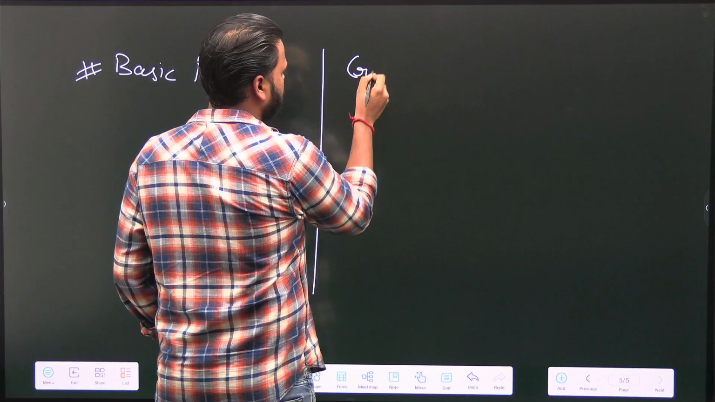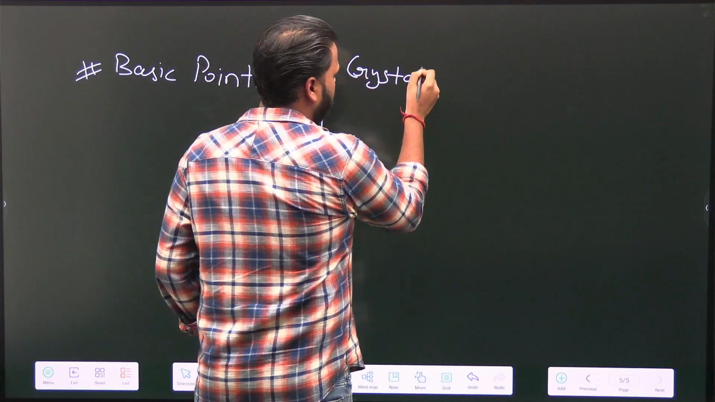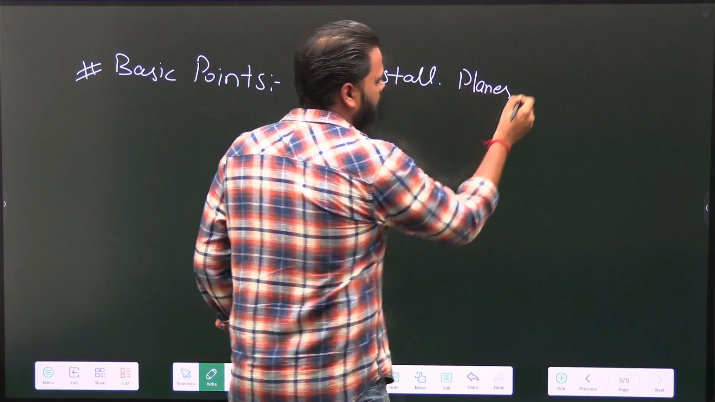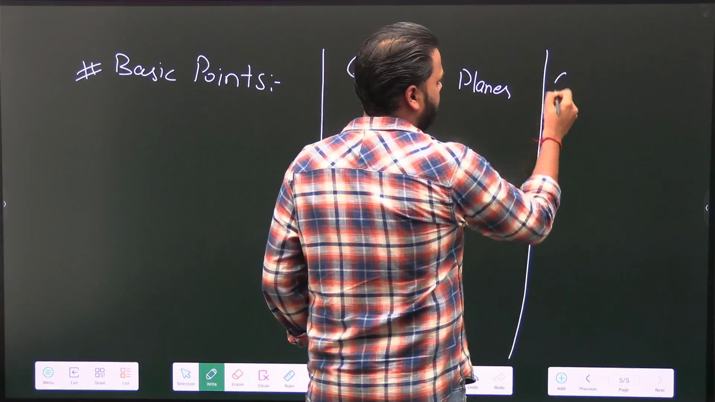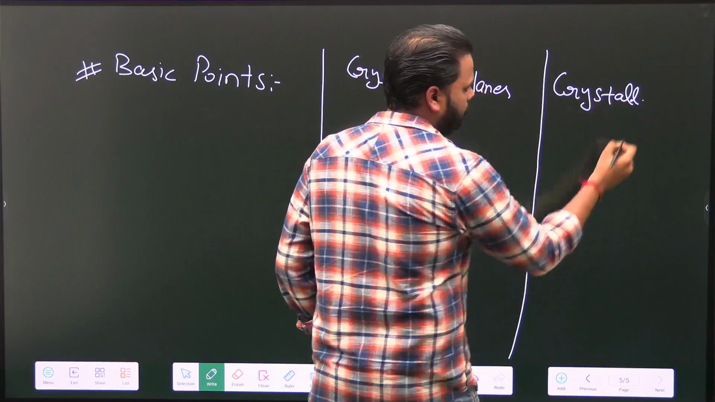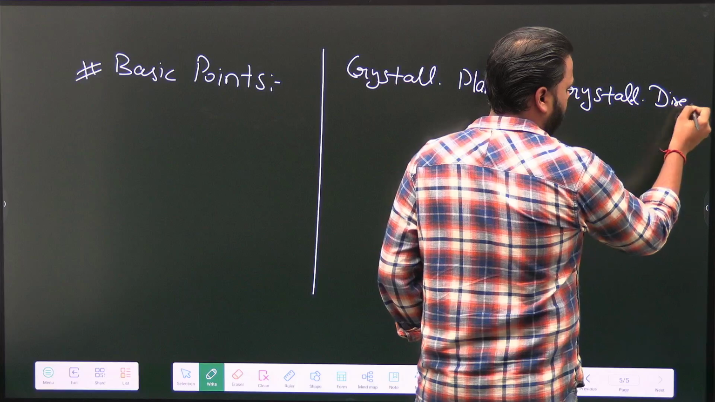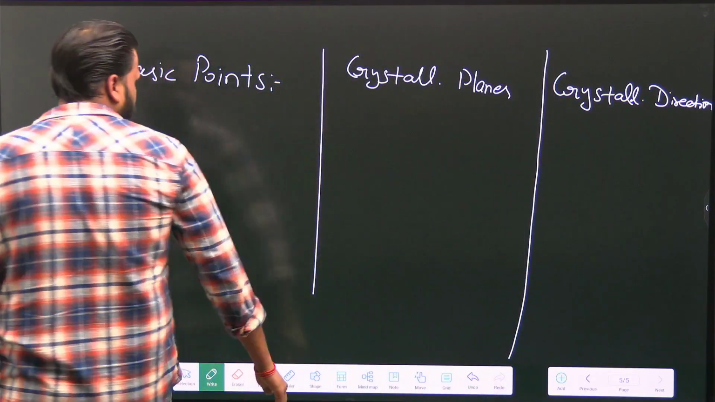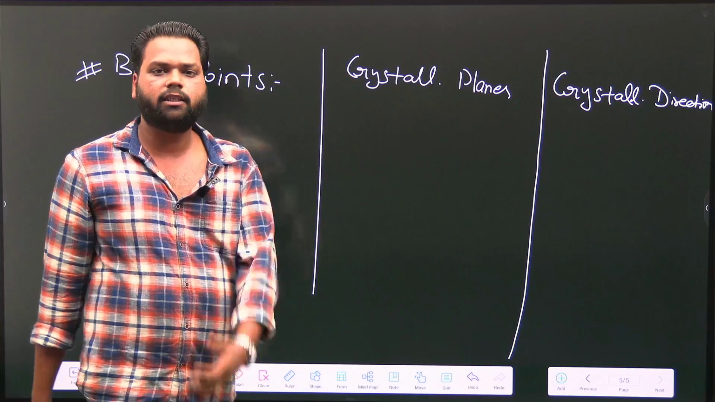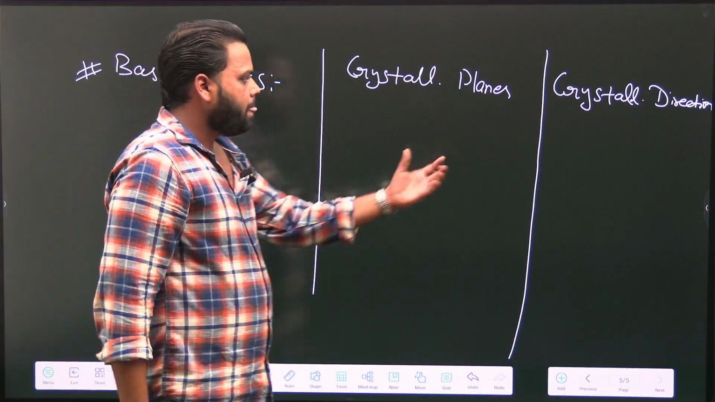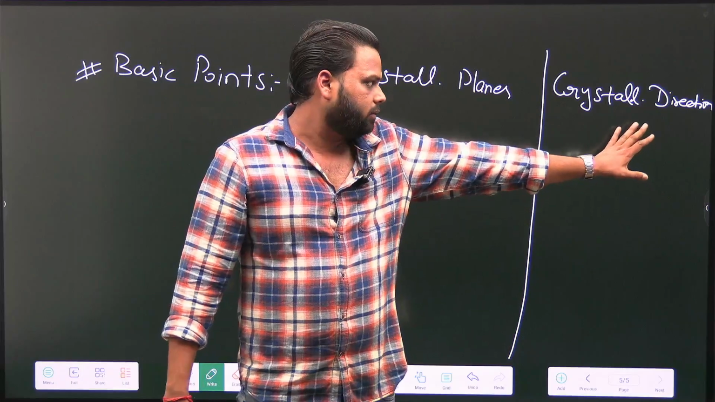First thing is crystallographic planes, and the other thing is crystallographic direction. Okay, more or less both do the same work, but there is some difference in the notation also. Let's see what the differences are. We will discuss later on.